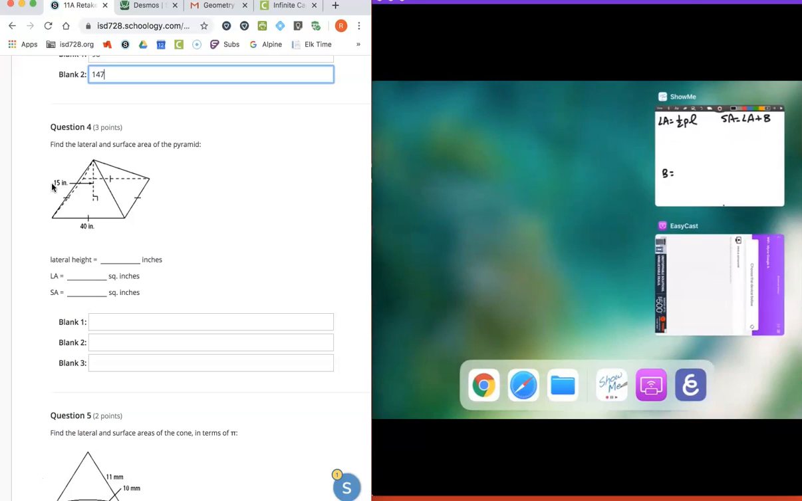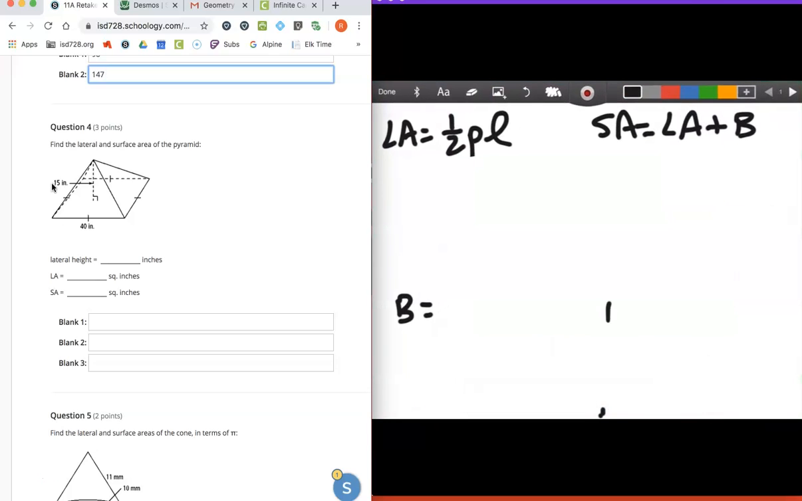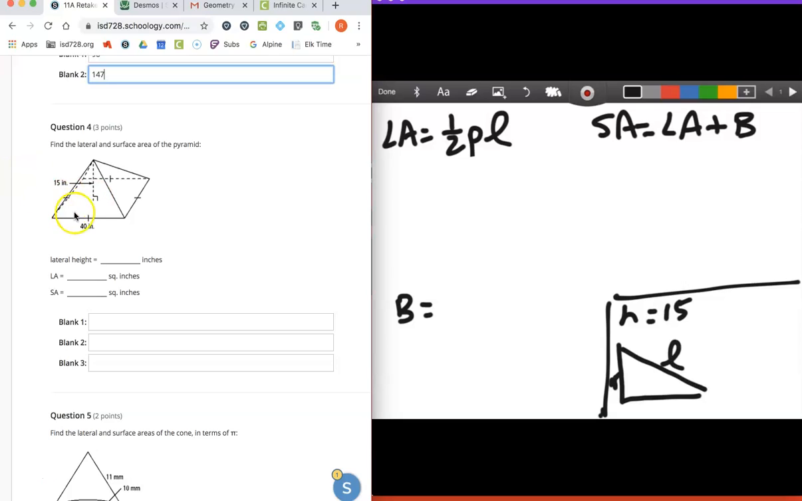So, goodness gracious. What we have here is that if we have that H is 15, we use the Pythagorean Theorem to get what L is. So we've got to think about this triangle here. I know that that's 15, and then I've got to get what L is. On the bottom here, it's 40 all the way across. Well, this is going to go exactly to the center of the square, so I can say that this is 20. So I'm going to figure out L using the Pythagorean Theorem here.